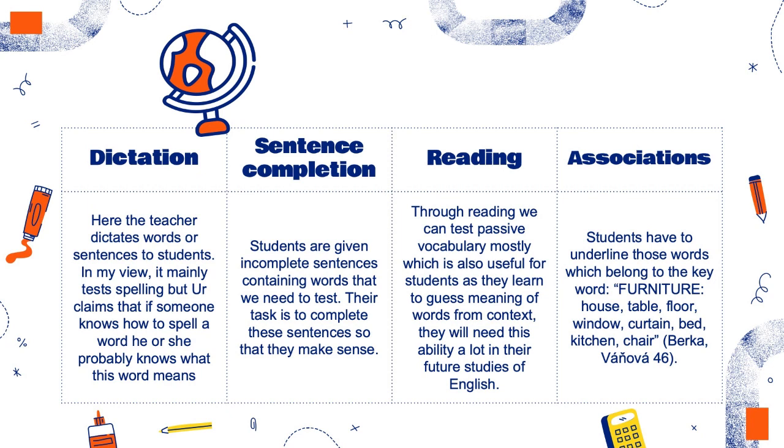And finally we have associations, which is the one that caught my attention the most. And here students have to underline those words which belong to the keyword. For example, if the teacher says furniture, students can mention words like house, table, floor, window, curtain, bed, kitchen, chair, etc. So here we have a lot of options to play with.